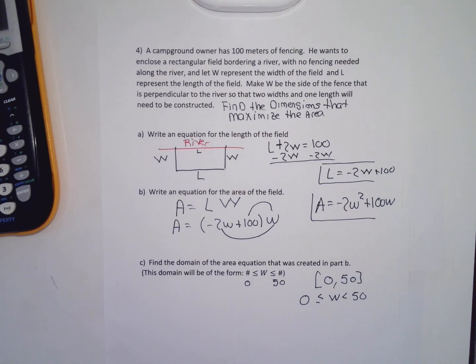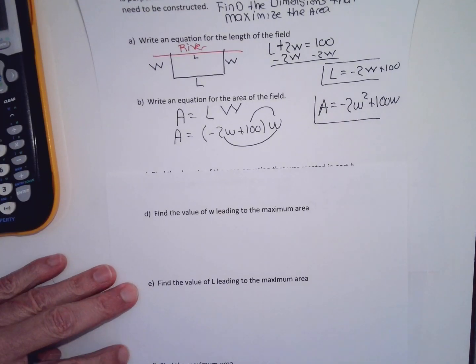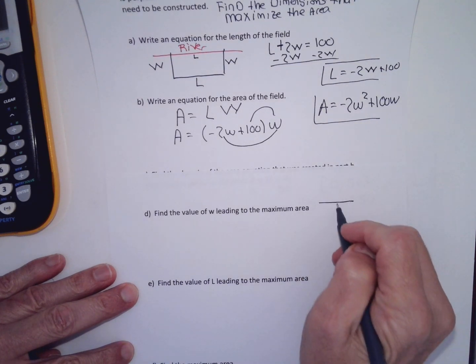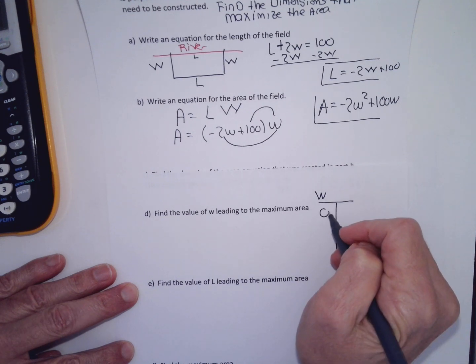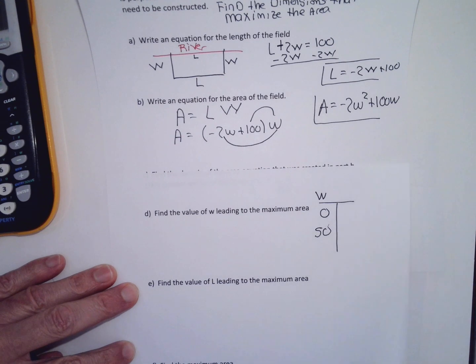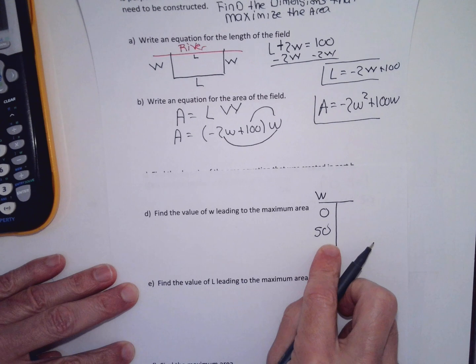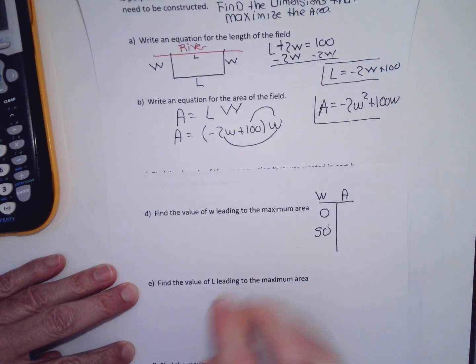Parts D, E, and F want me to find the maximum, and I'm going to do that as an absolute maximum problem. So to find the width that maximizes the area, I'm going to create a table. In the left-hand column, I'm going to have the width of 0, the width of 50 that I've gotten from my answer to part C, and then any critical number that's between 0 and 50. And the right-hand column is going to give me the corresponding area.